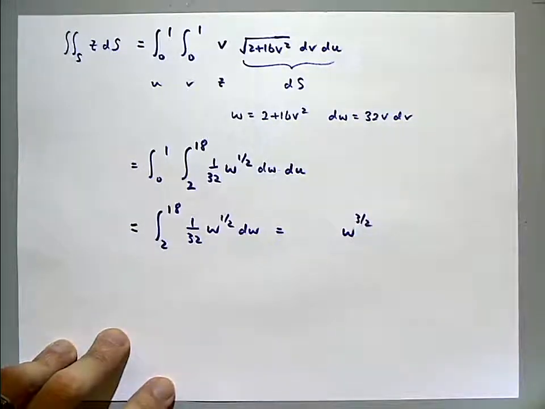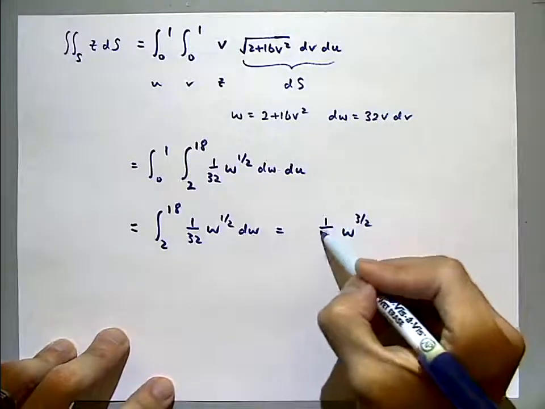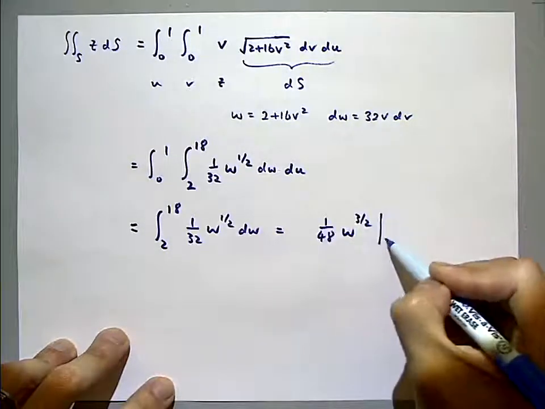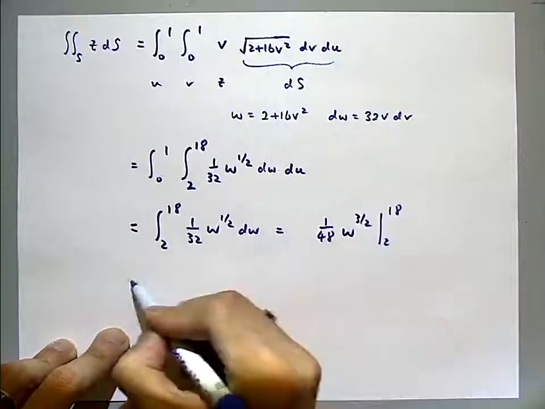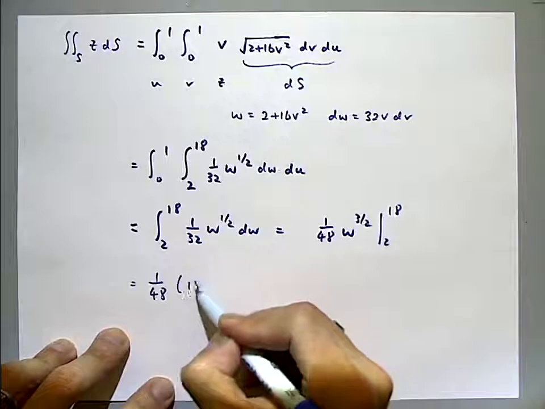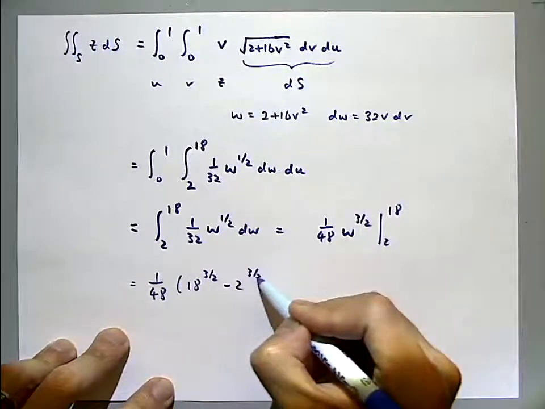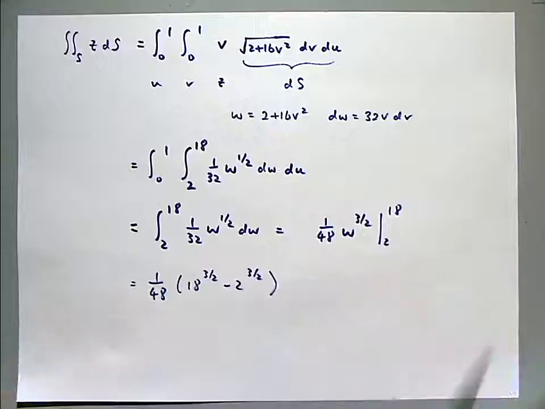So we end up integrating, what is this thing? 1 over 48, to 18. So this is 1 over 48 times 18 to the 3 over 2 minus 2 to the 3 over 2. Not a pretty number, but it's an answer.